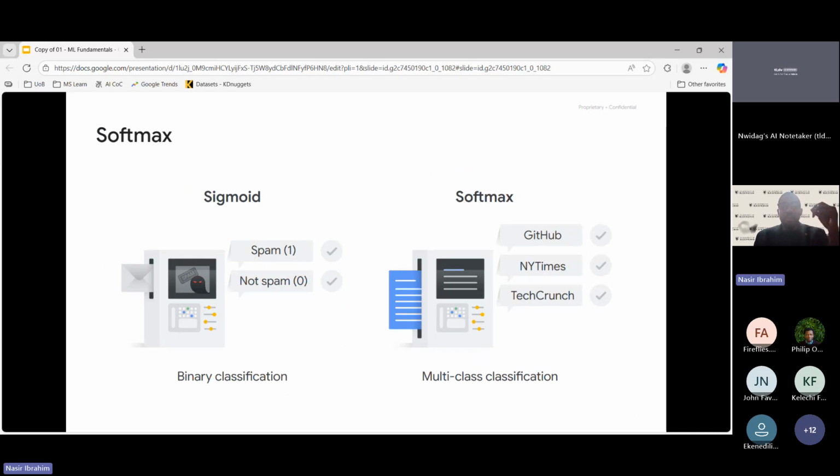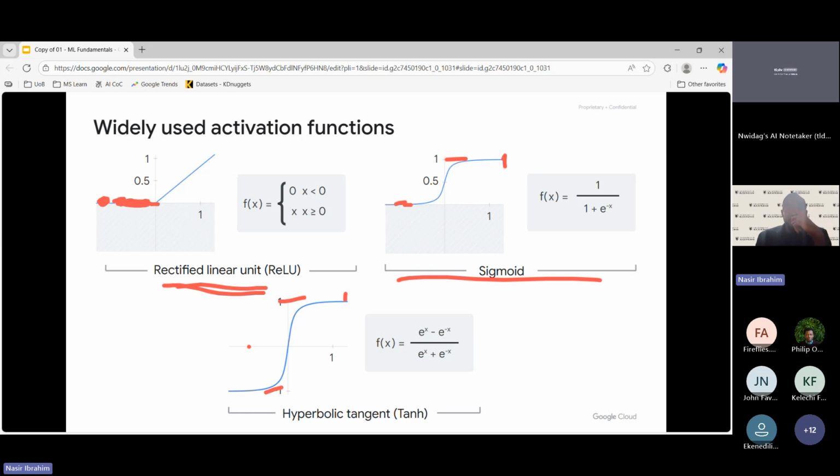Because if you have a binary classification problem, for example, you have to classify an email into spam and not spam, you have two classes. The activation function that you use will have to be different to the activation that you use on the output layer when you have more than two classes. Now the sigmoid, if I go back to the sigmoid, it gives you a value between 0 and 1.